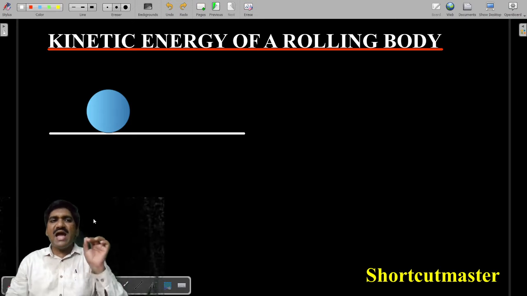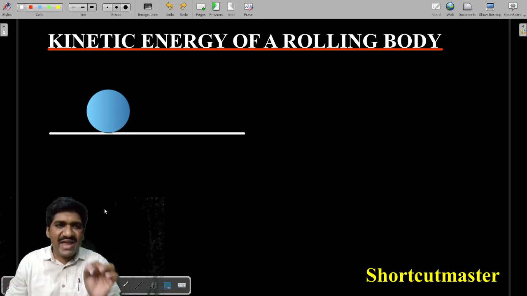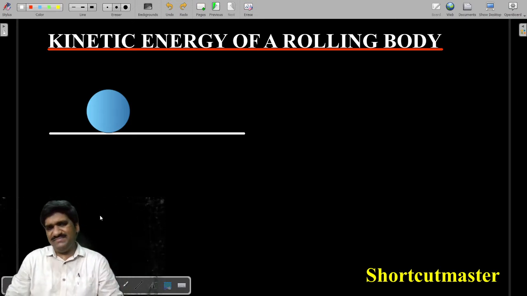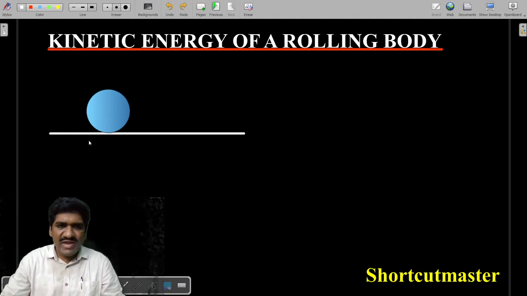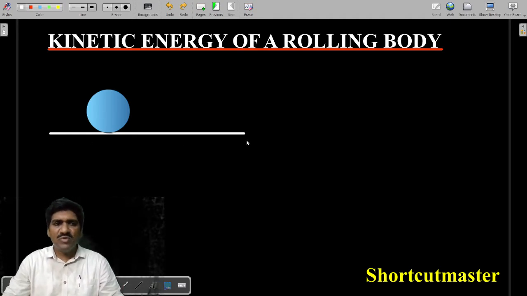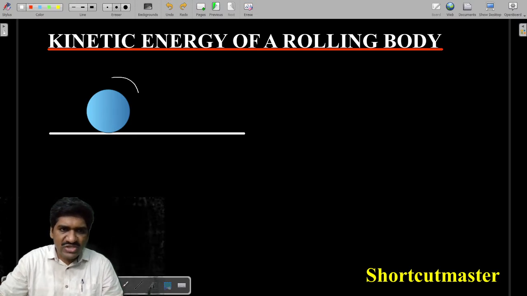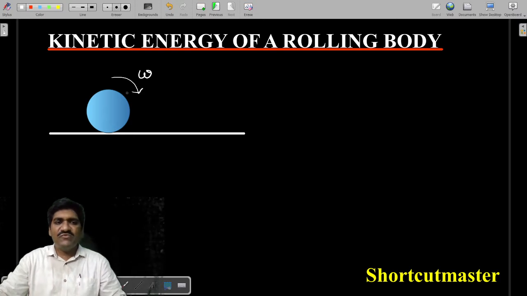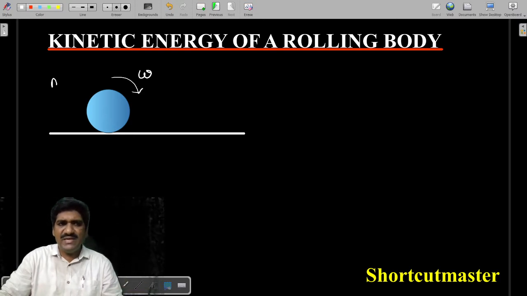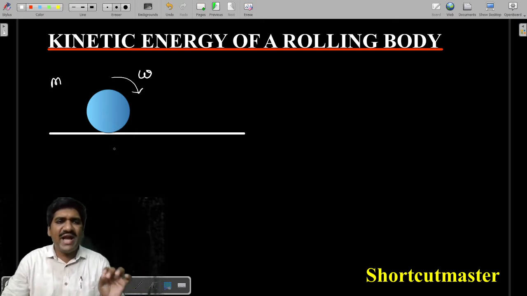Today, I am going to discuss the kinetic energy of a rolling body. Let us see. We have a horizontal surface in this figure. This body is rolling in the clockwise direction with some angular velocity omega. For this body, which has some mass m, we have to calculate the kinetic energy.